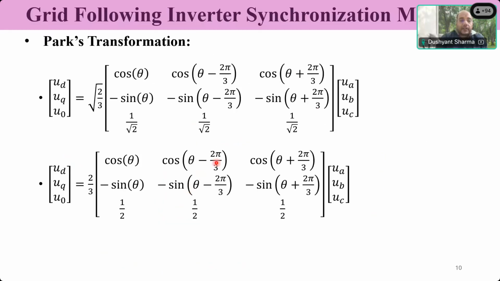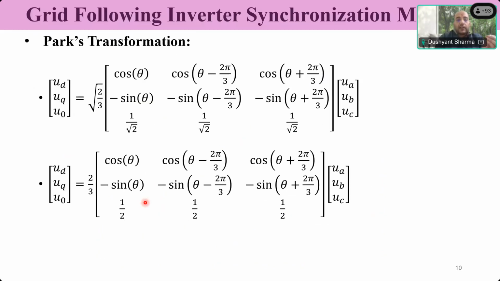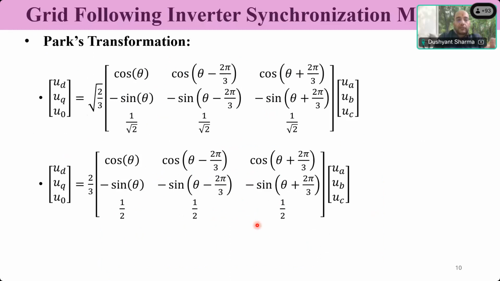Now, if you see these matrices properly, in the ABC to DQ, there is a theta variable. What is this theta? This theta is basically omega t. And this theta is coming from the PLL. So the task of the PLL is to provide this angle, and when this angle theta is properly achieved, what we get? We'll get VD as the magnitude and VQ as basically 0. So the first point of synchronization of a grid following inverter is that we have to understand how a PLL works.